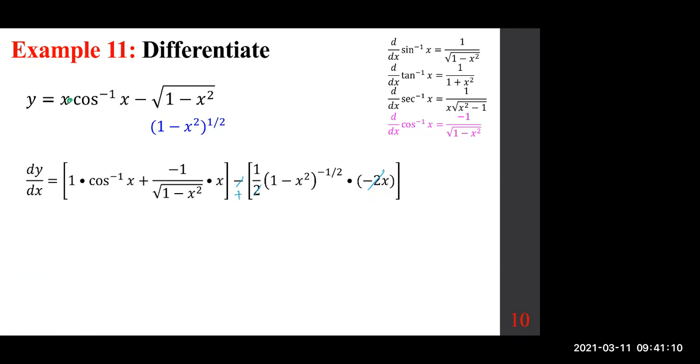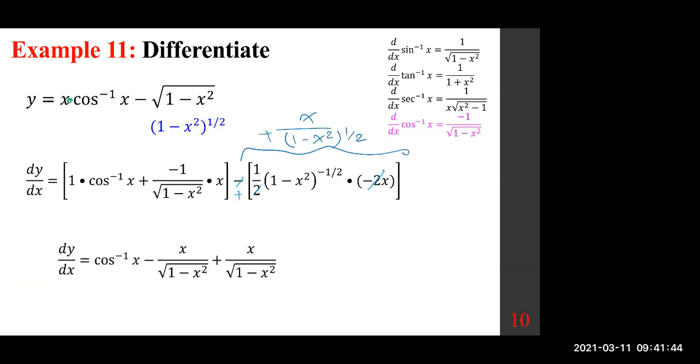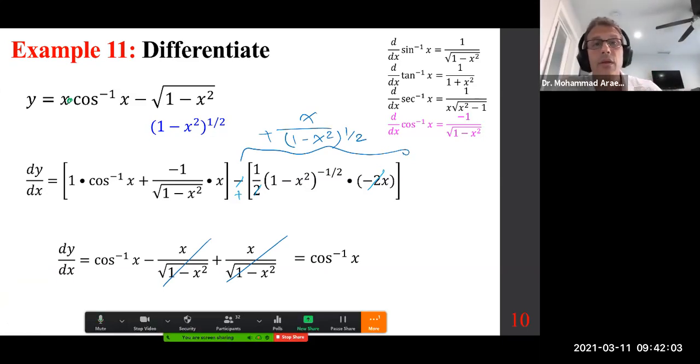I hope you see what we have here. This is a negative. Think of it as negative 1/2. This negative 1/2 and this negative 2 cancel each other. They give us plus 1. This one, so in the numerator you have x. In the denominator you have 1 minus x squared to the power of positive 1/2. So right here, you have plus x over 1 minus x squared to the power of positive 1/2, which is the same as the square root. They cancel each other. And we get cosine inverse x as the only and final answer. Okay, class? So the answer becomes cosine inverse x.